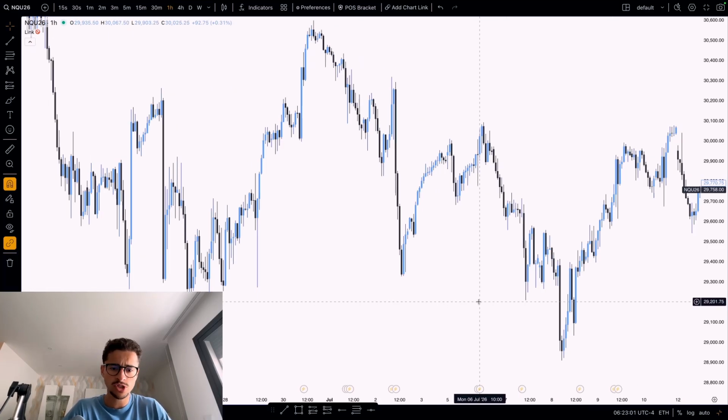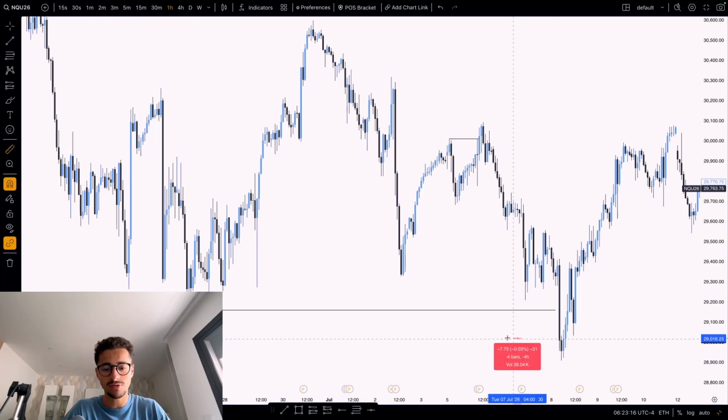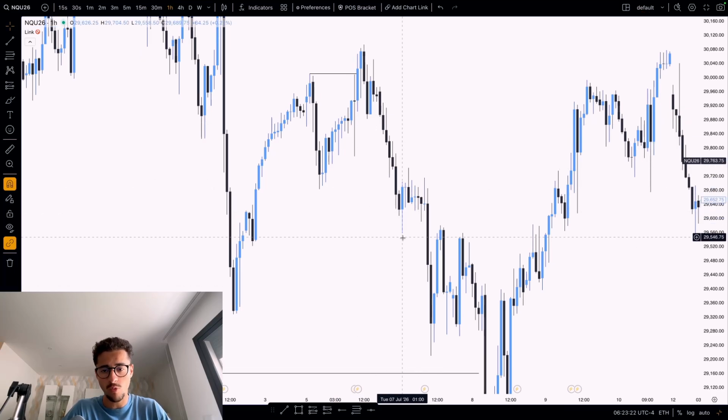The bias on Tuesday was quite easy. Here we swept this high inside the fair value gap and we rejected it, a really clean sweep, and we had this bearish structure and we had this liquidity down here. This is a really good target, and on Tuesday we were around this zone.